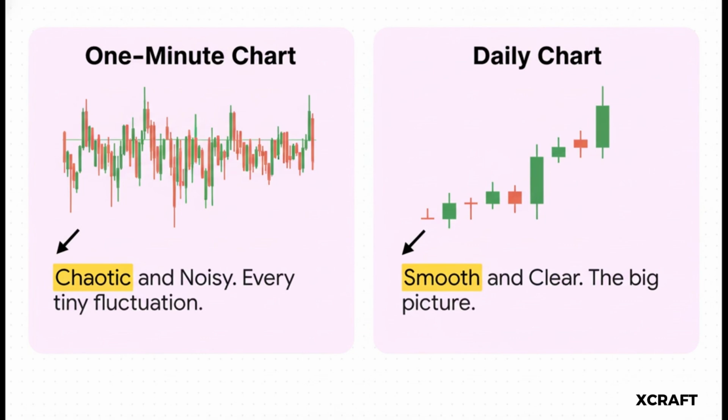So if you look at the price on a 1-minute chart, where every candle is just 60 seconds of action, it looks chaotic, right? It's just noise, it's frantic. But if you look at that exact same price action on a daily chart, where each candle represents a full 24 hours, the whole picture becomes smoother. The overall direction is suddenly way clearer.